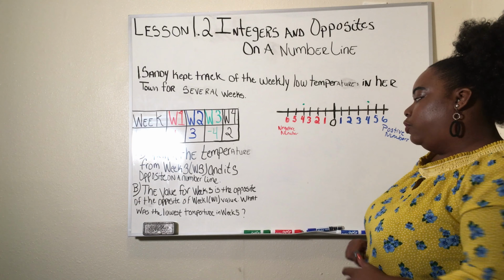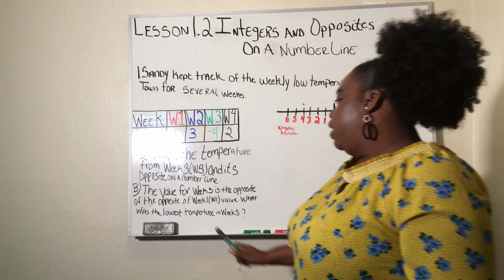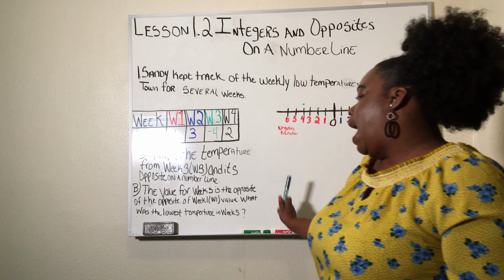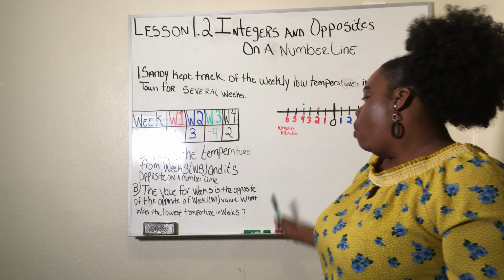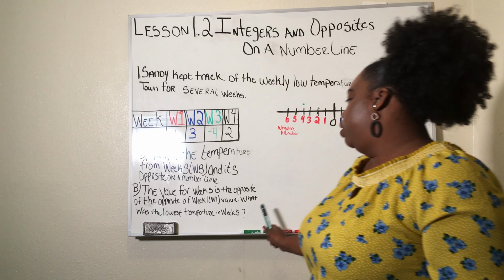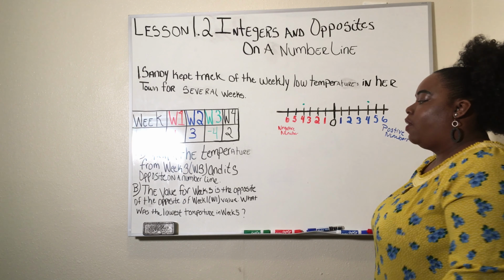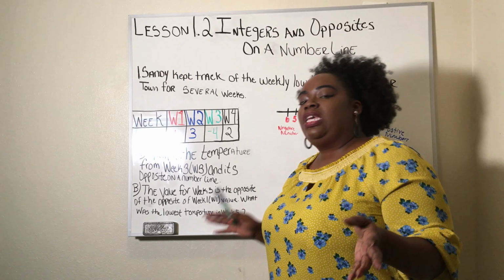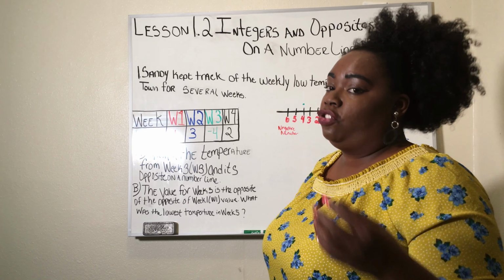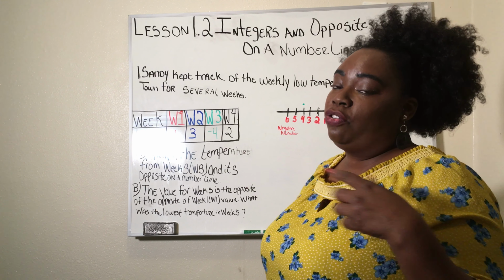So let's go down to B. The value for week 5 is the opposite of week 1 value. What was the lowest temperature in week 5? So, okay, let's break it down. Part B has a lot of steps to it, but it's real easy, and you just have to pay attention to the words to make sure that you're getting it right.